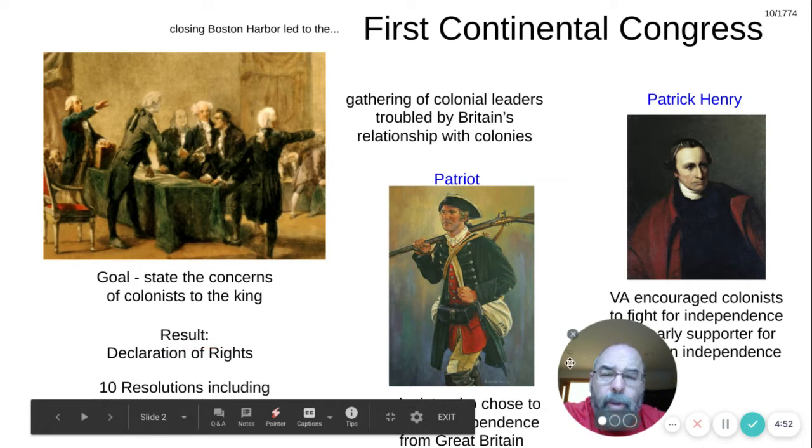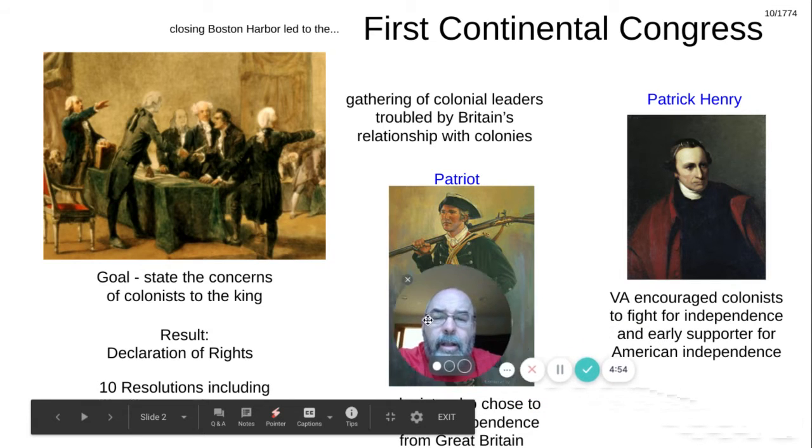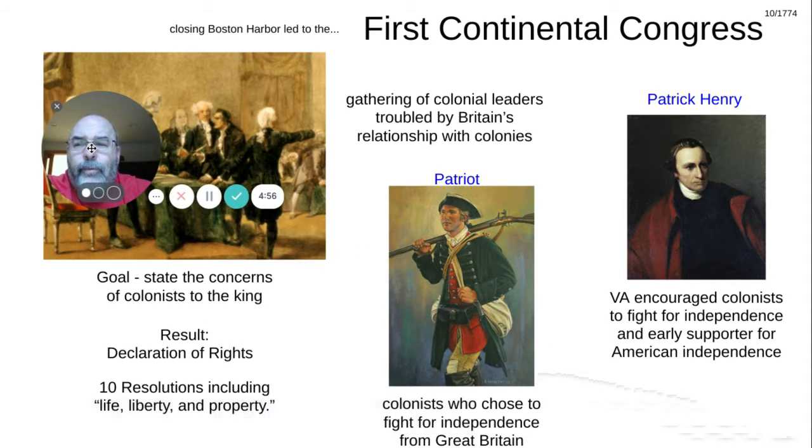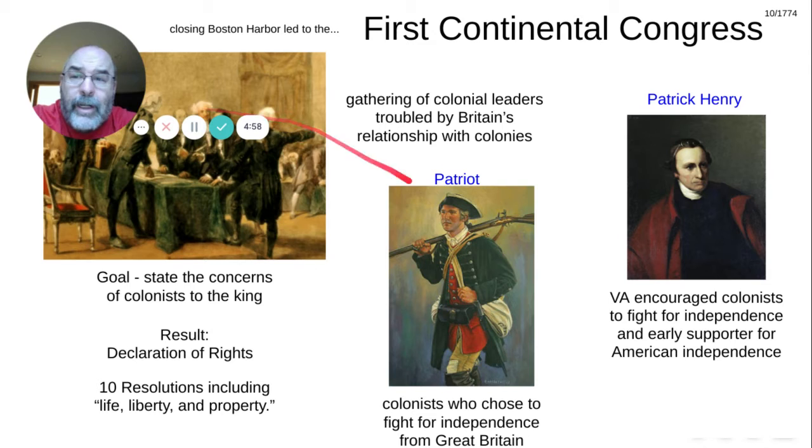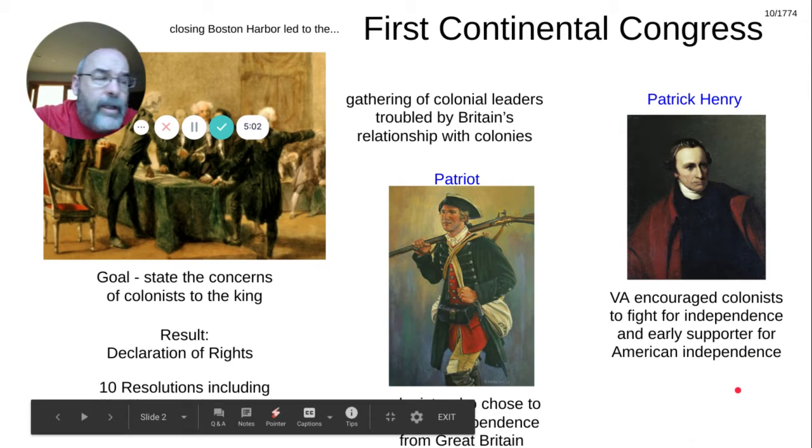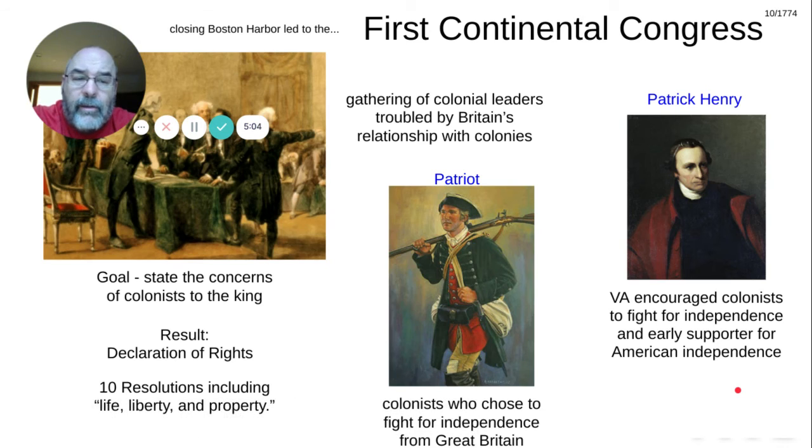And so there are people, when they're trying to make this decision, who basically realize we're going to go to war anyways. Patrick Henry is from Virginia. He's going to encourage the colonists to fight for independence very early. His famous line, "Give me liberty or give me death."